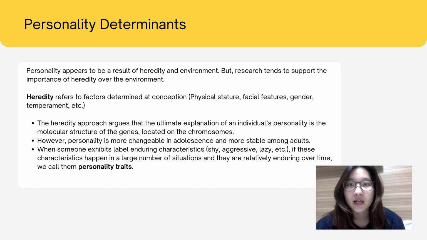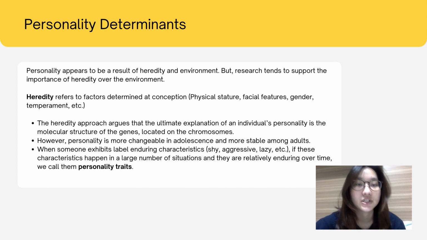Next we're going to talk about personality determinants. According to studies, there was an early debate that centered on whether an individual's personality is a result of heredity or environment. But personality appears to actually be a result of both. However, some research tends to support the importance of heredity more than the importance of environment. So what is heredity? The definition is that it refers to factors determined at conception, such as physical stature, facial features, gender, temperament, etc.